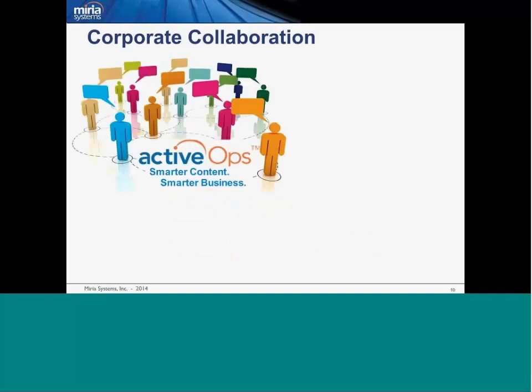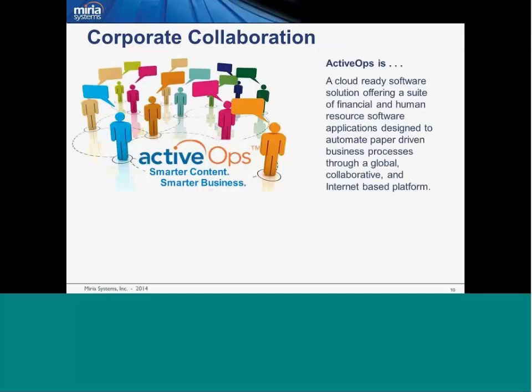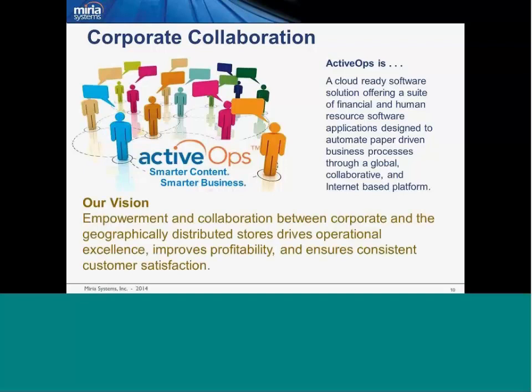Our focus as an organization is to work with companies and help them improve their collaboration and automate their business processes. We do this with Active Ops, which is a cloud-ready software solution. It's offering a suite of financial and human resources applications, all available through an internet or a browser-based solution that allows different people between corporate, field locations, and stores if you're a retailer, or branch offices if you're in financial or insurance, and allows them all to collaborate back and forth, share information, approve things that they need to approve, and streamline the overall process.